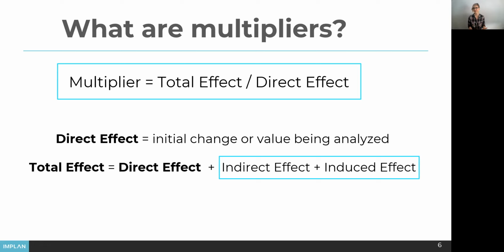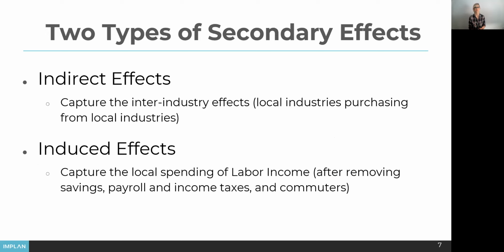There's some negative economic impacts associated with that. So whatever you're analyzing, that's your direct effect. And then you use the model and these multipliers to give you the total effect. The total effect is your direct effect plus what we're calling the ripple effects or the secondary effects. And they are of two different types: indirect effects and induced effects.